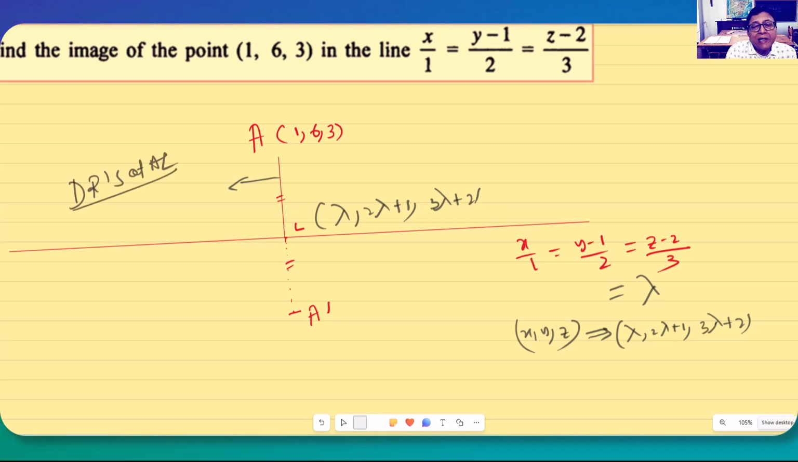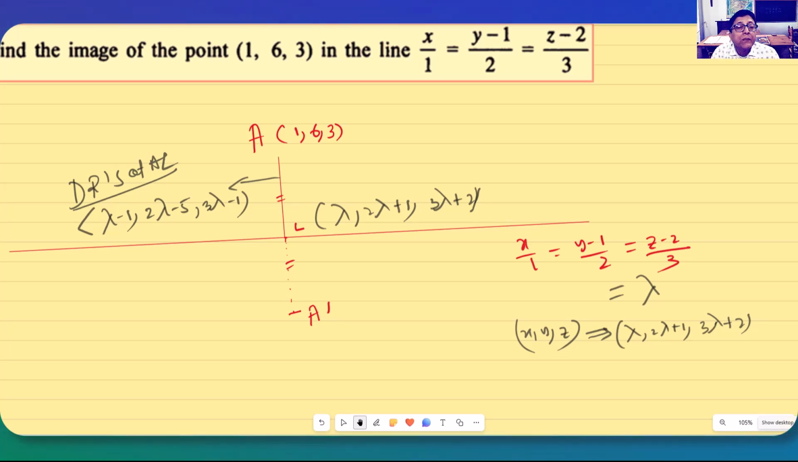Drs of AL are what? Drs normally I keep in this manner: lambda minus 1, 2 lambda minus 5 and 3 lambda minus 1. That is x2 minus x1, y2 minus y1 and z2 minus z1.